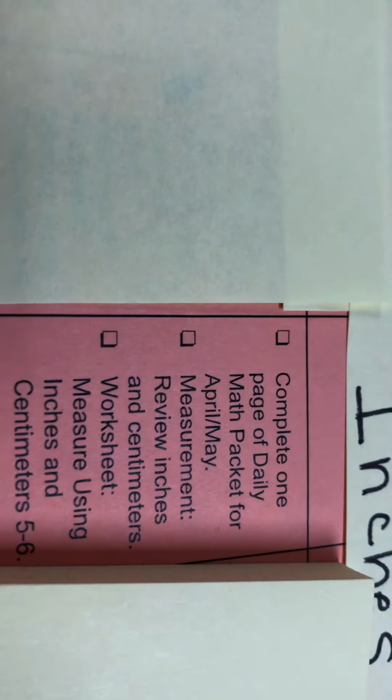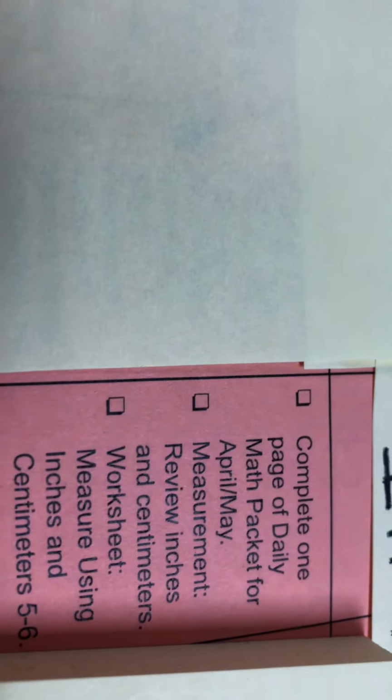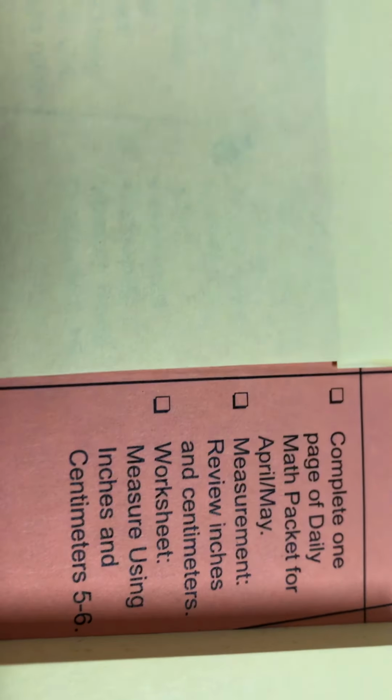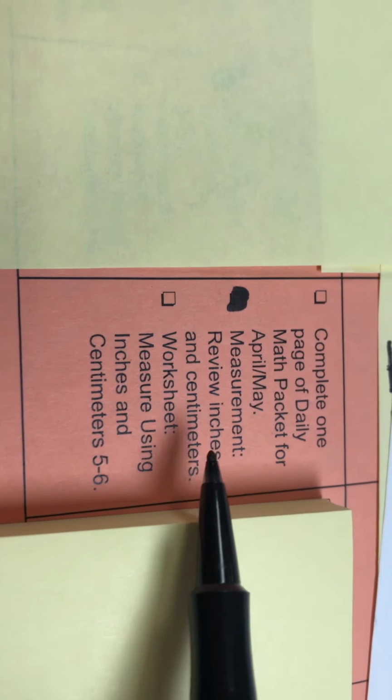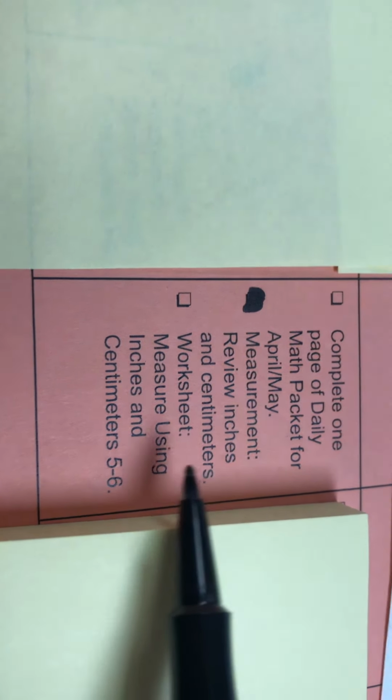The next thing I want you to do is go to your worksheet 5 and 6. Now, second graders, there's an extra box here. So I just need for you to scribble that box out just so it's not confusing. And so actually there's only one thing to do here. Measurement, review inches and centimeters, and you're going to do worksheet 5 and 6. So we're going to take a look at that right now.